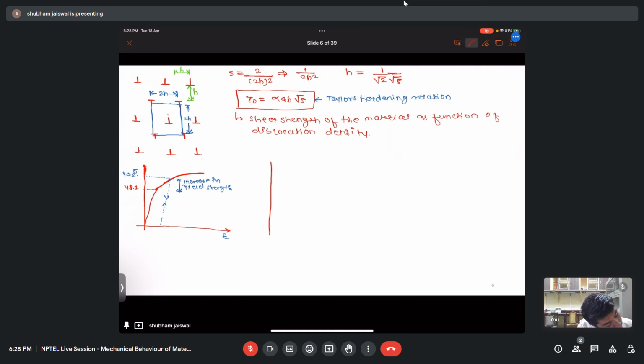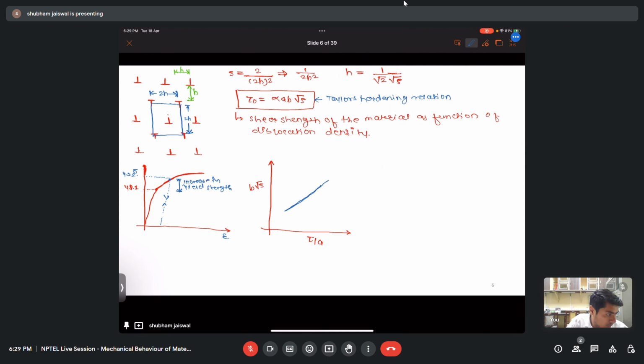So if we plot the shear strength of the material with respect to dislocation density, b root rho and here tau by G, we'll get this linear relation: with increase in the dislocation density, the strength of the material is increasing. So this is all about Taylor hardening.